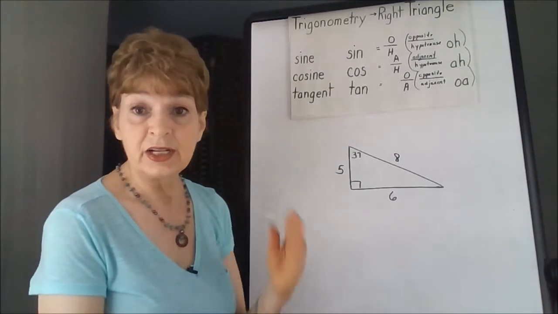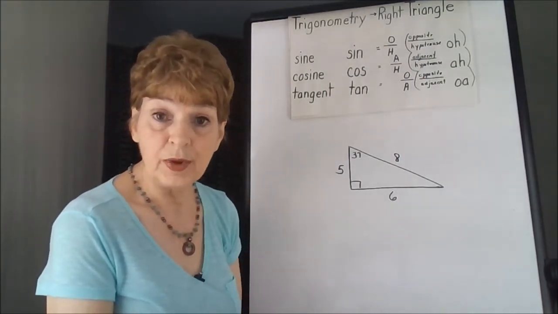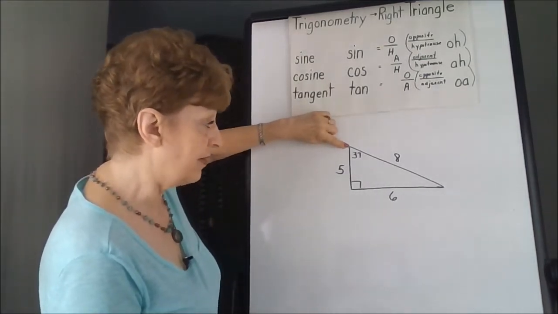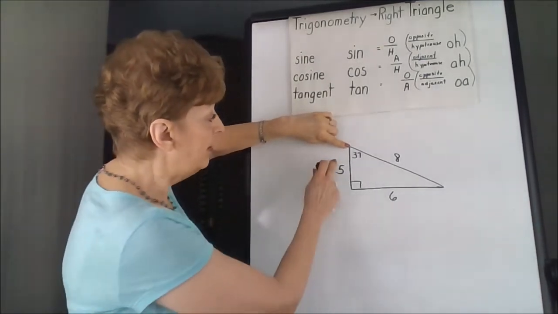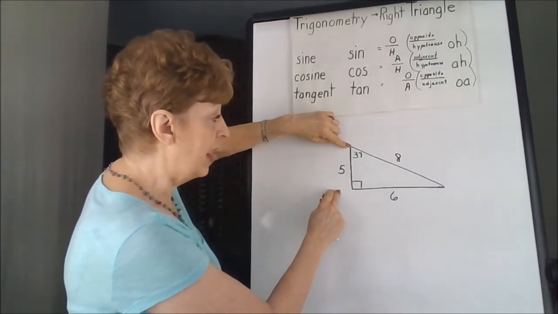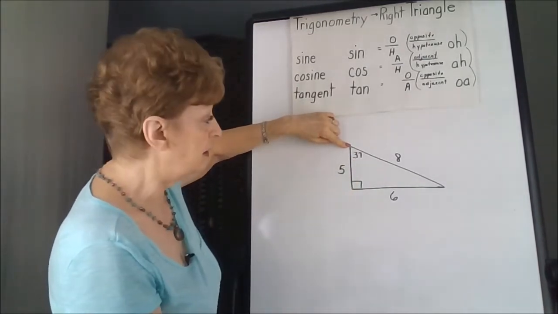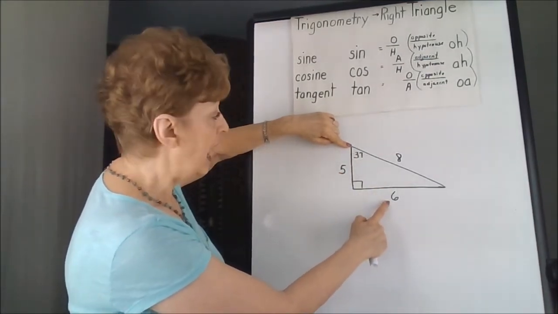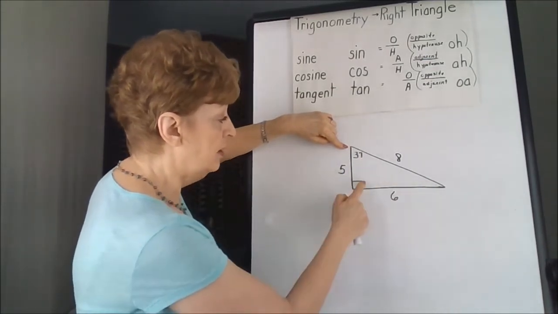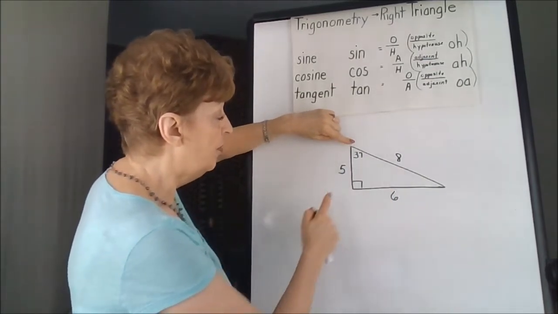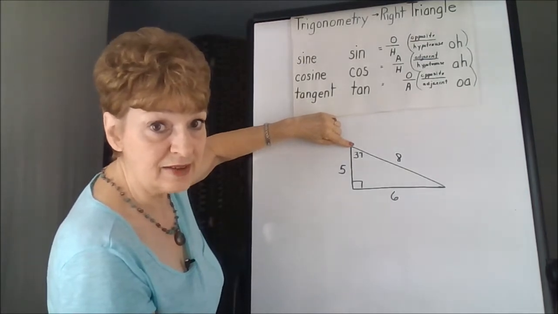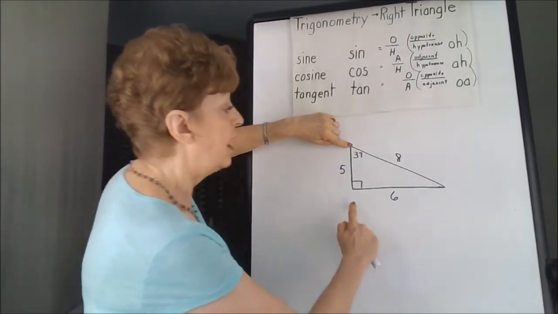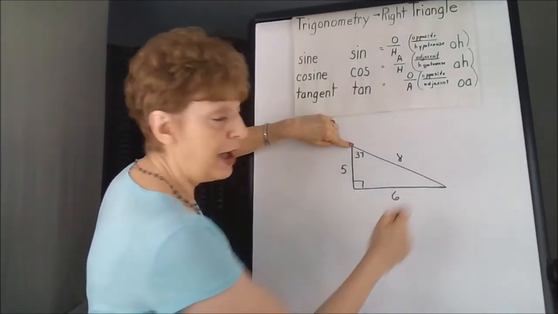Sine, cosine, tangent tells you where you are positioned within the triangle. So if you are here at 37, let's say, you have a 5 as the adjacent side. That one touches the 37. The opposite side from this angle is 6, and the hypotenuse is always across from the right angle. So from the vantage point of 37, this particular point on the triangle, we have adjacent, opposite, and hypotenuse.